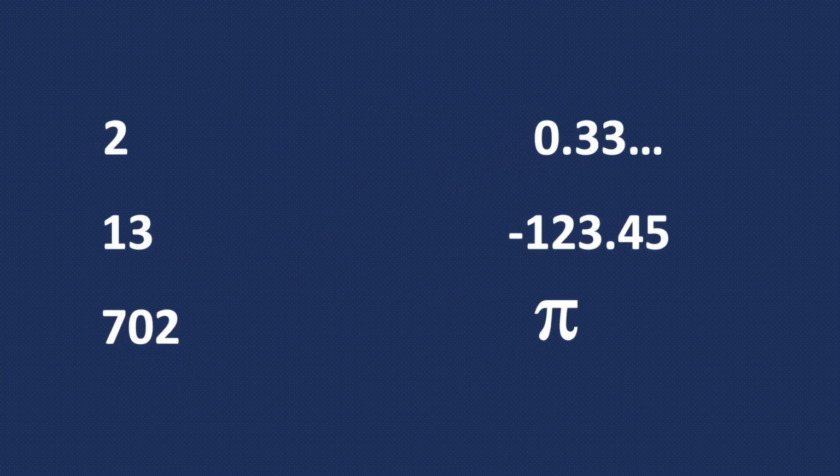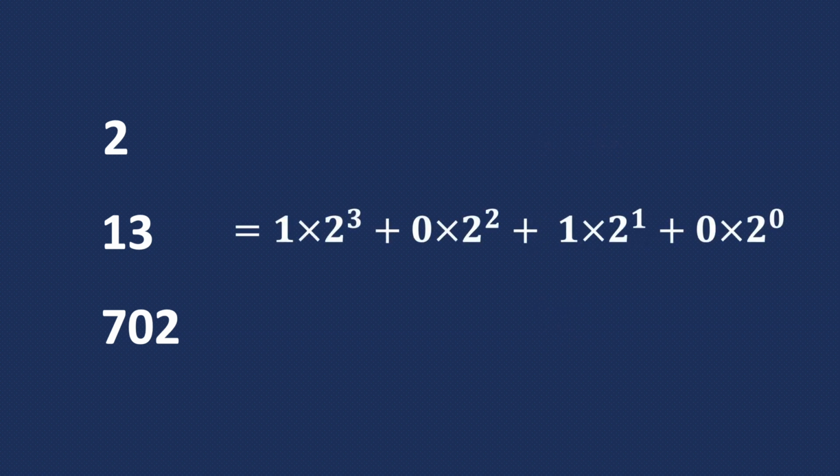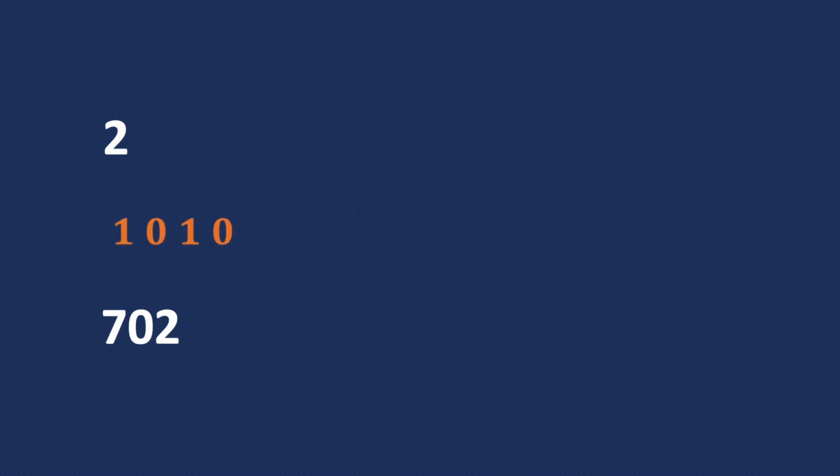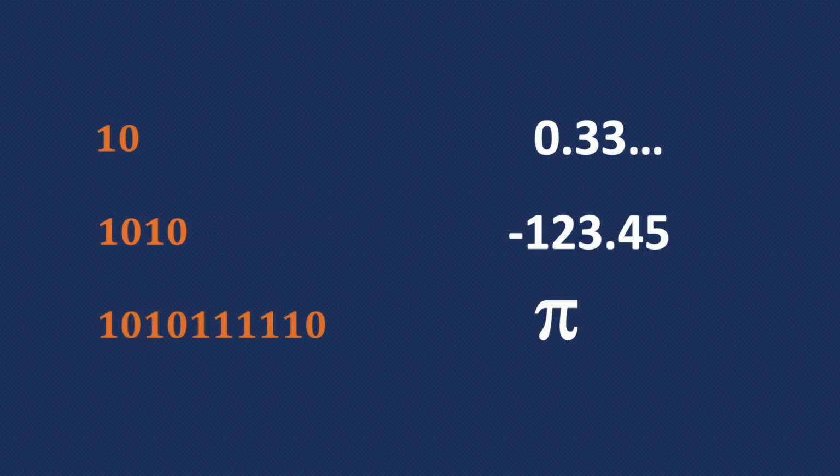As you've undoubtedly seen before, there is a way of representing every natural number as a binary number. So here, for example, we have the representation of 13 as the binary number 1010. And here we have the corresponding representations for 2 and 702.